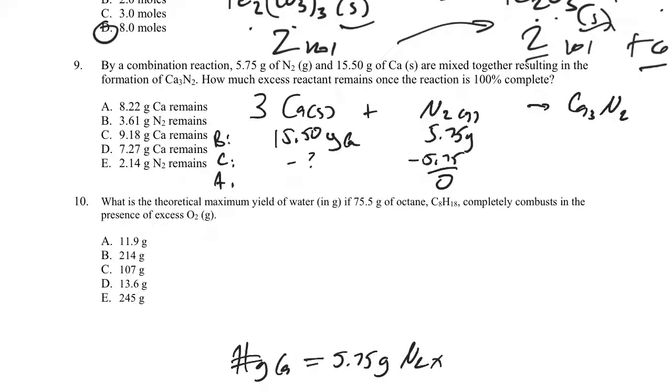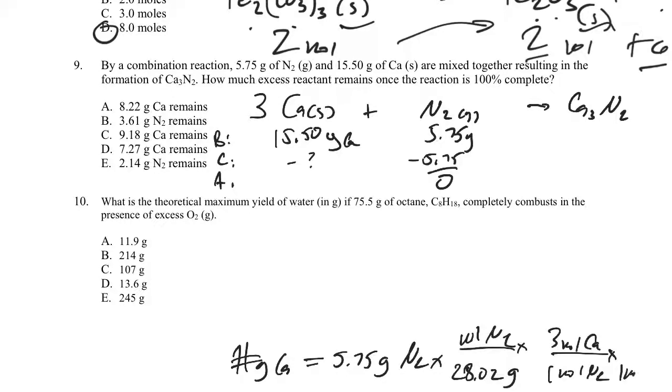This is kind of like the problem that we just did above, where what we're going to do is say, well, N2 would be 28.02 grams per mole of N2. Then for every 1 mole of N2, we need to react with that 3 moles of calcium. And then 1 mole of calcium has a mass of 40.08 grams. So we've gone from grams of N2 to moles of N2, moles of N2 to moles of calcium to the mass of calcium needed.